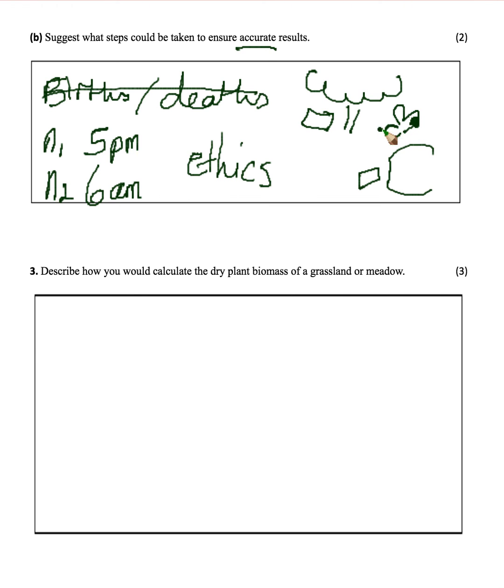That's a little wood mouse, believe it or not. See? And yes, so that's basically it. So make sure the mark doesn't fall off, make sure it's an appropriate amount of time, make sure you collect at the same time, and think about any ethical considerations. You just need to say 2 of those to get the 2 marks.